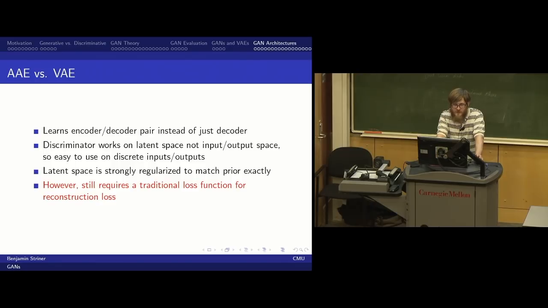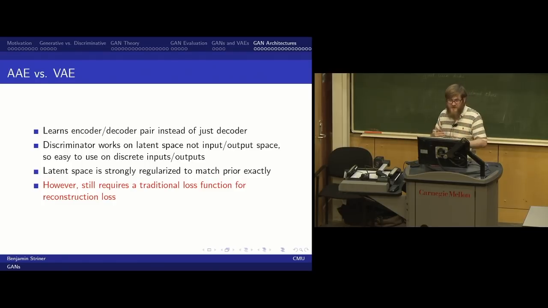The differences between an AAE and a VAE and GANs, and the advantages: you get an encoder-decoder pair. It's learning on the latent space. And another interesting thing about the AAE is with a GAN, if your outputs are discrete, it's very hard to do, because your discriminator, which needs to be differentiable, is working on the output space. In an AAE, your discriminator is working on the latent space. So in a GAN, the discriminator is attached to the input-output stuff.